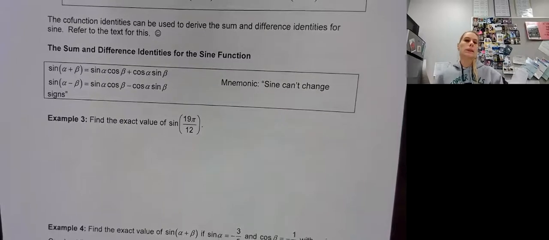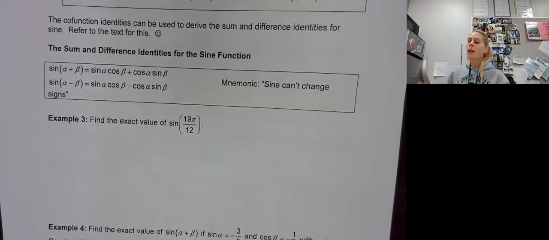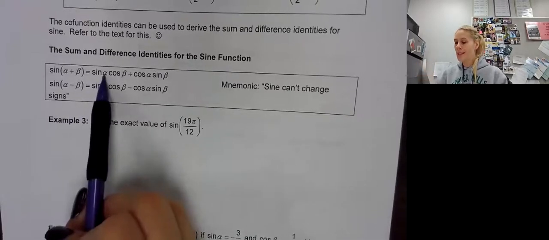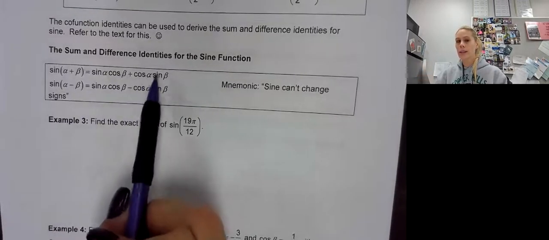Now let's do the sum and difference with sine. With sine, your sign does not change. So addition stays addition. Your subtraction stays subtraction. What changes though, remember with cosine, we were doing cosine, cosine, plus or minus, sine, sine. Now we're doing sine, cosine, cosine, sine.